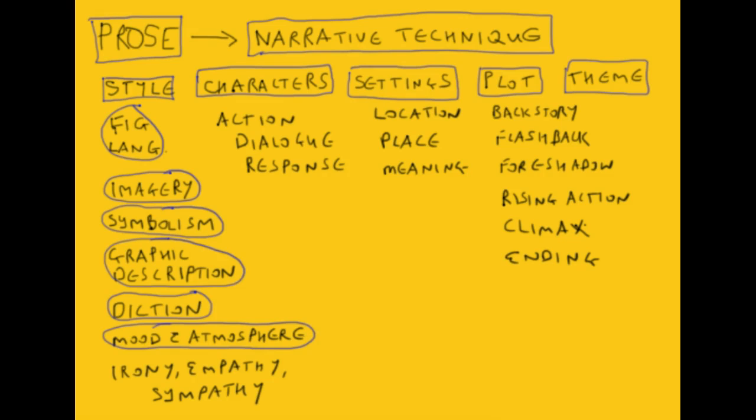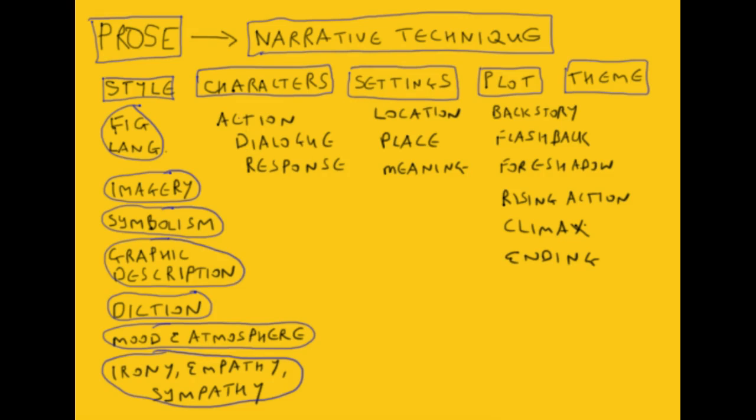All of those things come together to influence mood and atmosphere in the passage of prose, something that the author has intentionally done. And then finally, under the narrative technique of style, we have the irony, empathy, or sympathy. So this is the tool that the author is using to make us feel something. So those are all the different parts of style under the narrative technique.